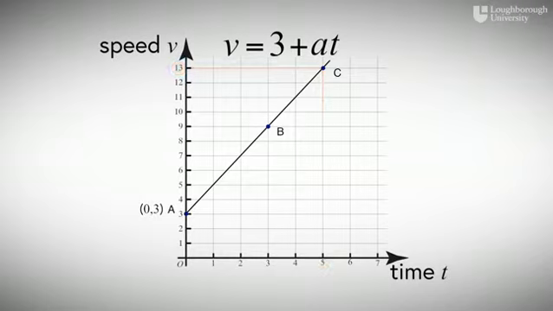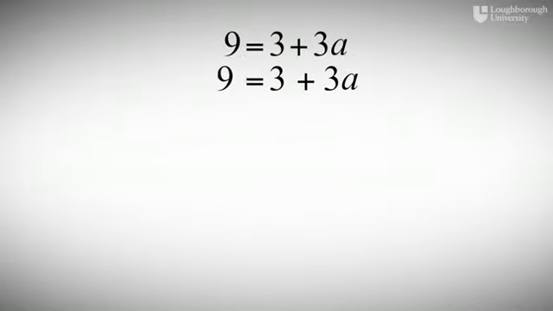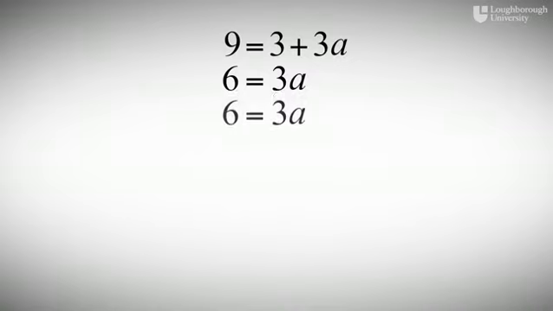We can use the point B, (3, 9), to find the value of a. We know that the point (3, 9) must satisfy the equation v = 3 + at, so that when t is 3, v is 9. Substituting these values, we find 9 = 3 + 3a, so that 9 - 3 = 3a, or 6 = 3a. From this we can deduce that a must equal 2.